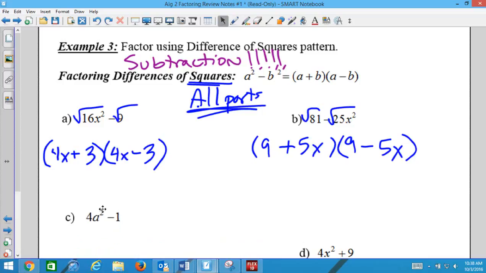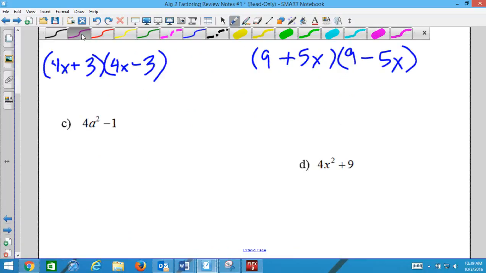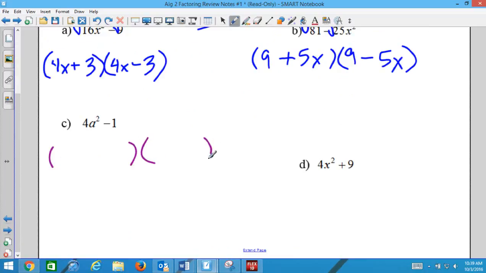Question C. Is it subtraction? Yes. Is it a perfect square? Is 1 a perfect square? 1 times 1 is 1. Yes. So we've got 2a plus 1, 2a minus 1.